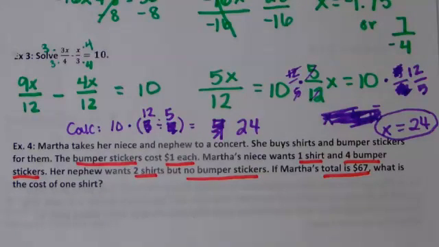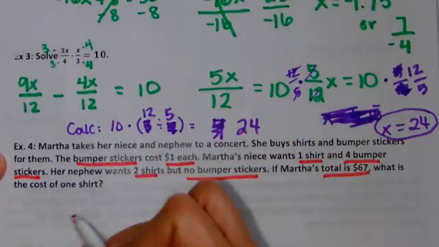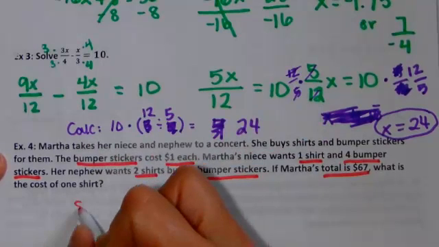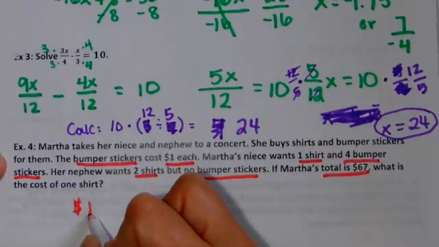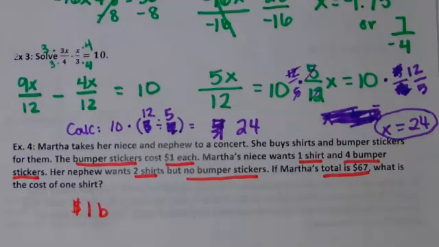What cost do we know? Bumper stickers. Bumper stickers are how much? Okay, so let's give bumper stickers. Do we know how many bumper stickers she bought? No. All right, so I'm going to use B for bumper stickers. So $1 for B's, right? 1 B. Oh, we do? How many? 4.